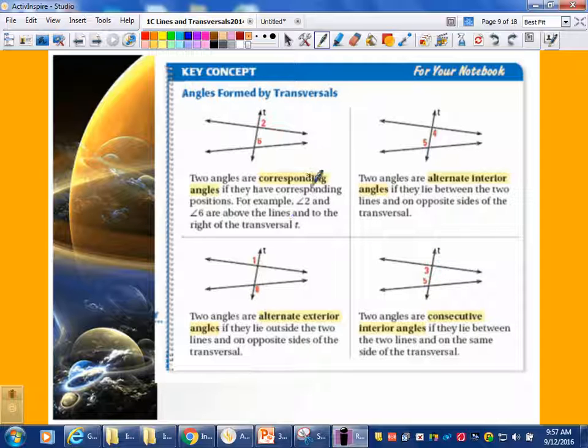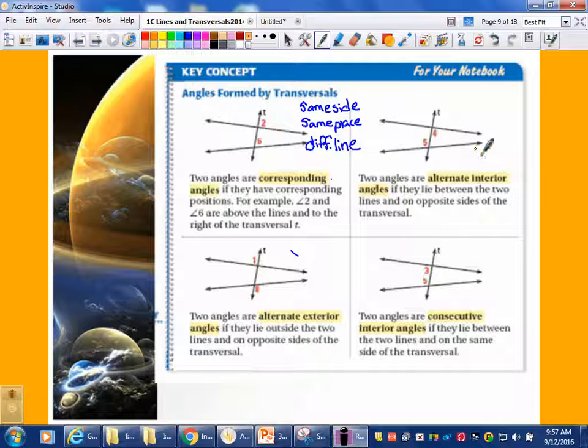The first one is a corresponding angle. A corresponding angle is same side, same place, different line, such as 2 and 6 here in this diagram. These are corresponding angles. They're on the same side of the transversal, same place, just on different lines. Okay?